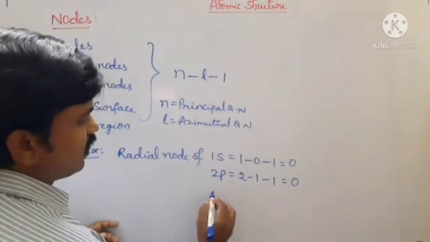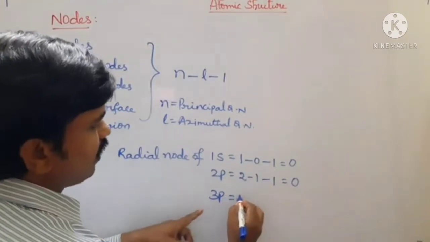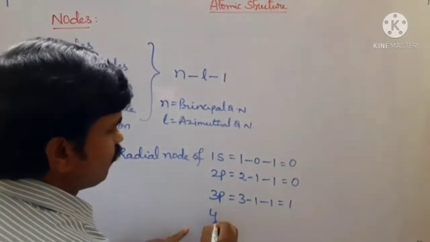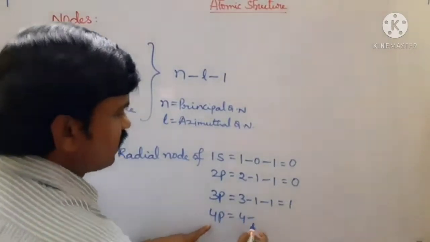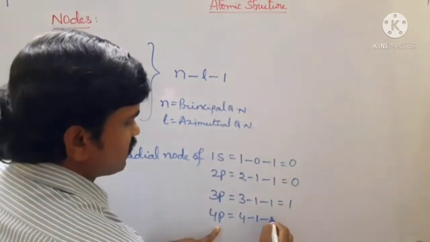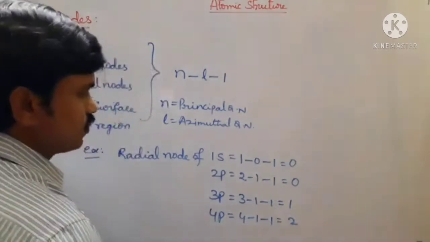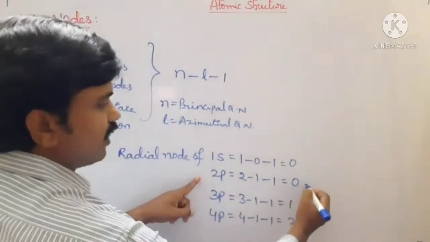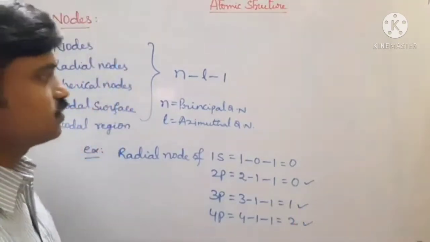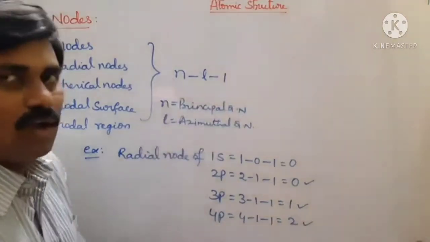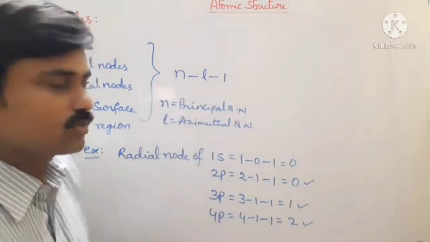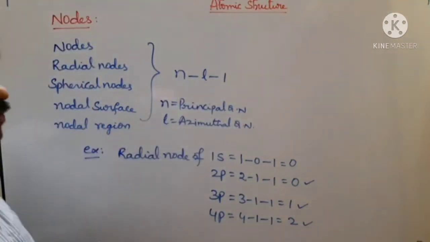Look at 3p orbital: 3 minus, for p orbital L value 1, minus 1, it is 1. For 4p orbital, n value is 4, 4 minus, for p orbital L value 1, minus 1, it is 2. So in case of 2p orbital, radial node value is 0, 3p orbital 1 and 4p orbital 2. So by using the n minus L minus 1 formula, we may calculate nodes or radial nodes or spherical nodes, nodal region or nodal surface.